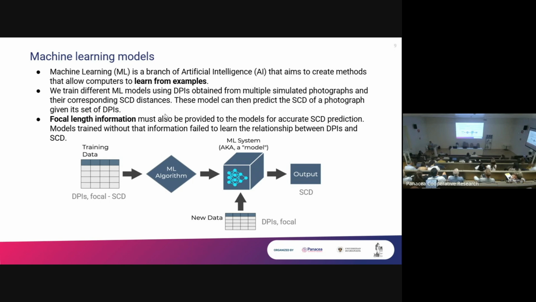A key point is that we would like not to rely on knowing the focal length of the camera. That would be very useful because you don't need to know one key parameter of the picture, but eventually we couldn't do it. So this work also requires knowing the focal length.